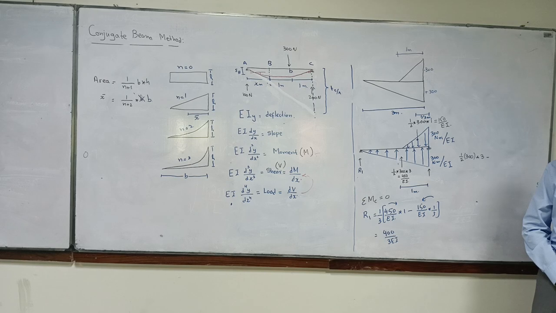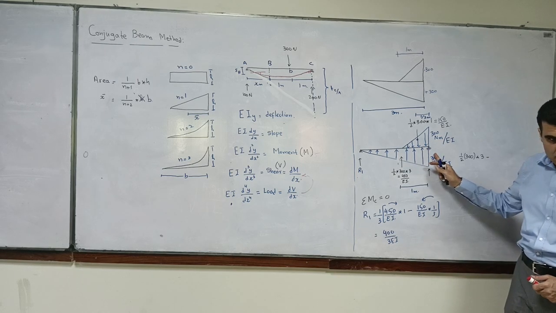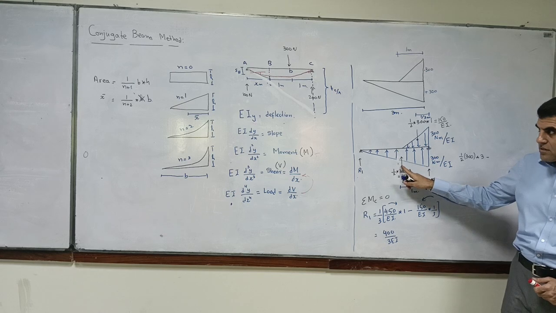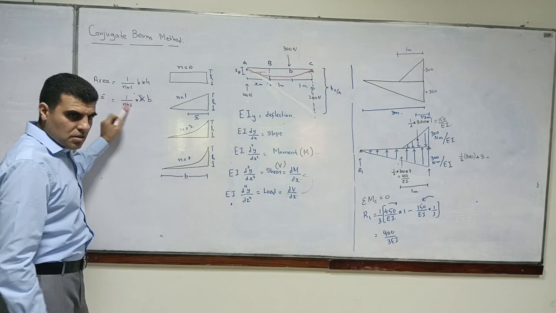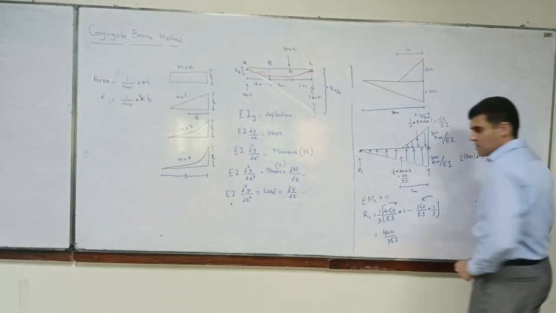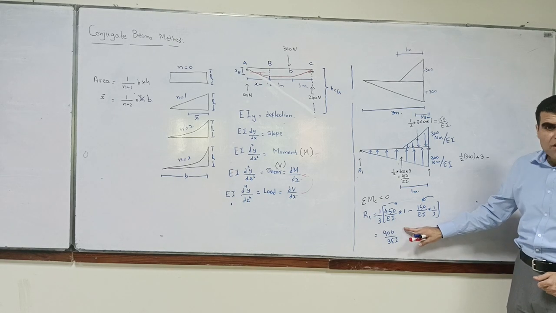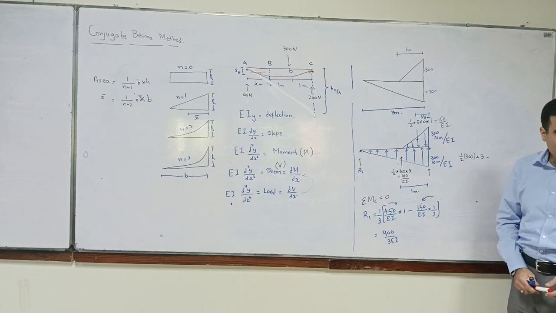On the other side, taking moment, R1 times 3. And how much is this from here? Yes, sir. So that is R1. And if you want to find deflection at 1, how can you do that?